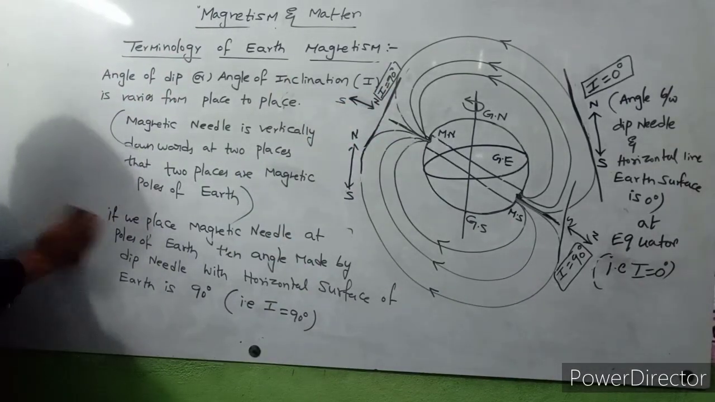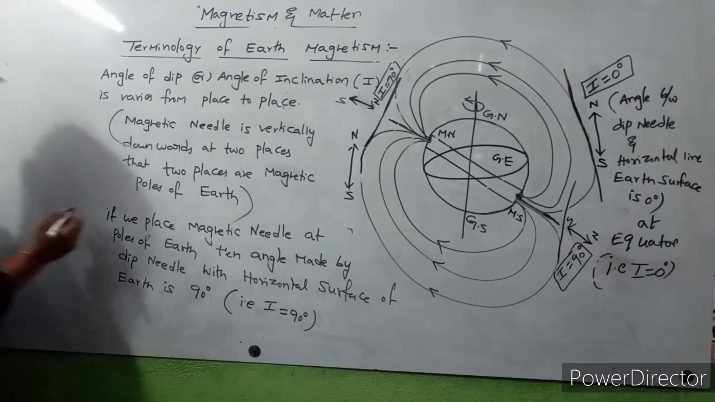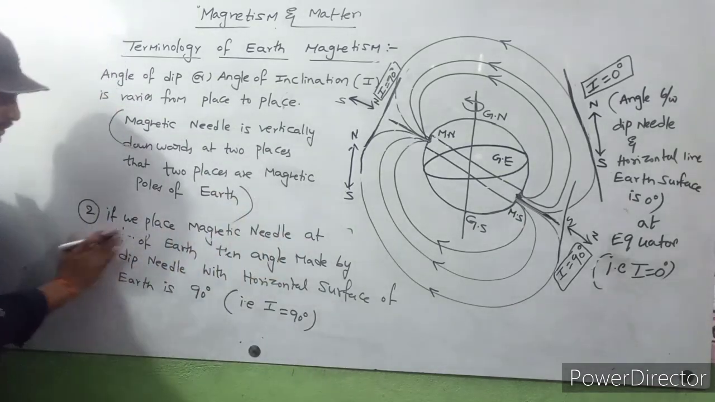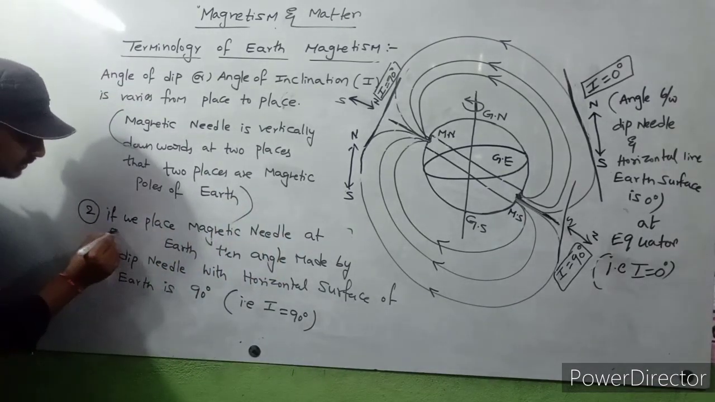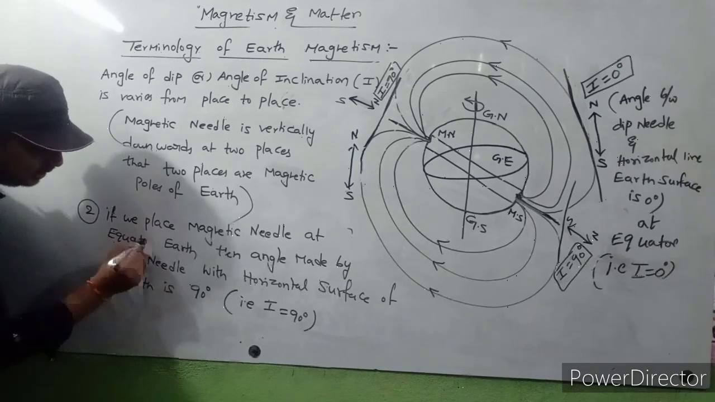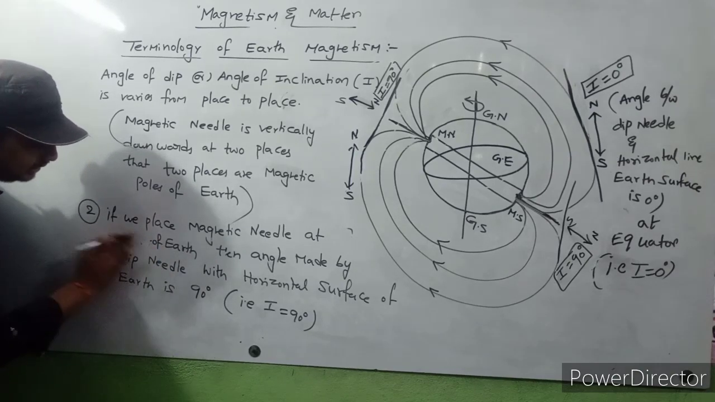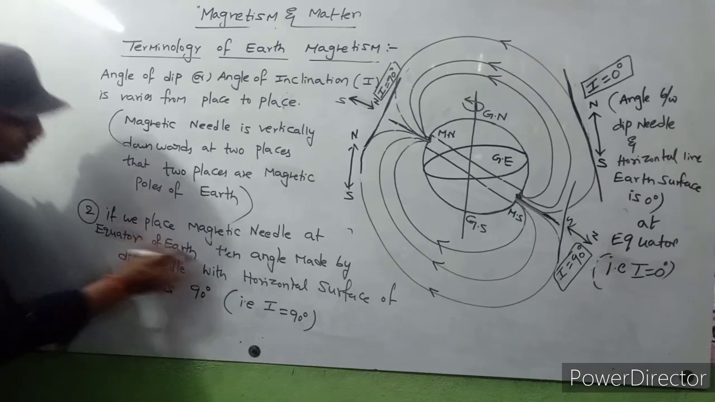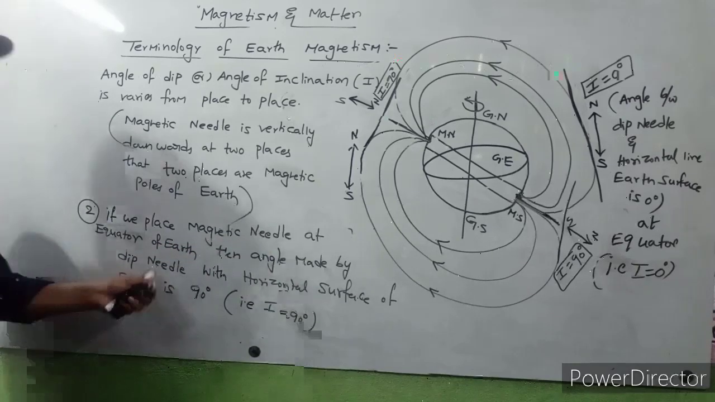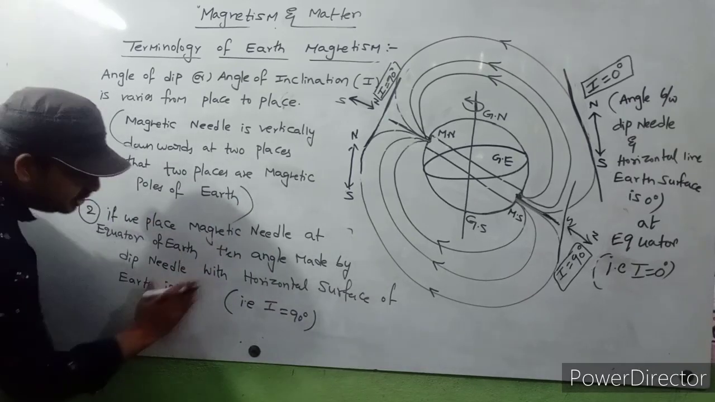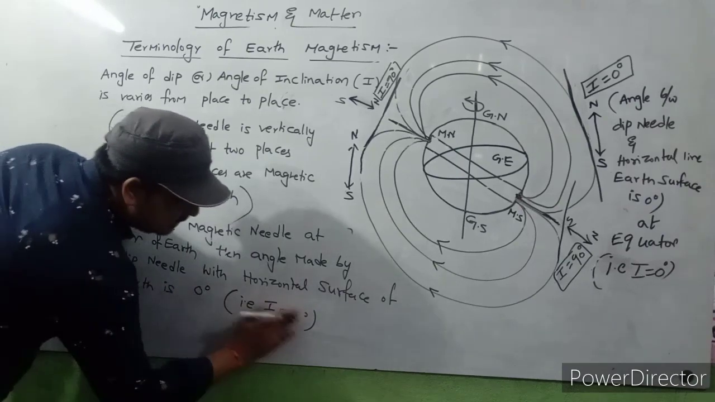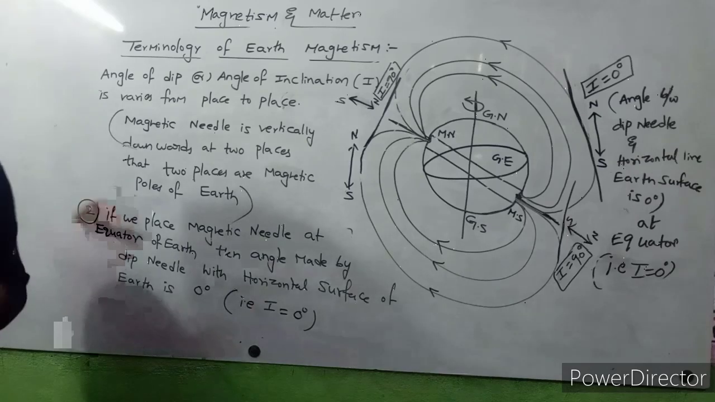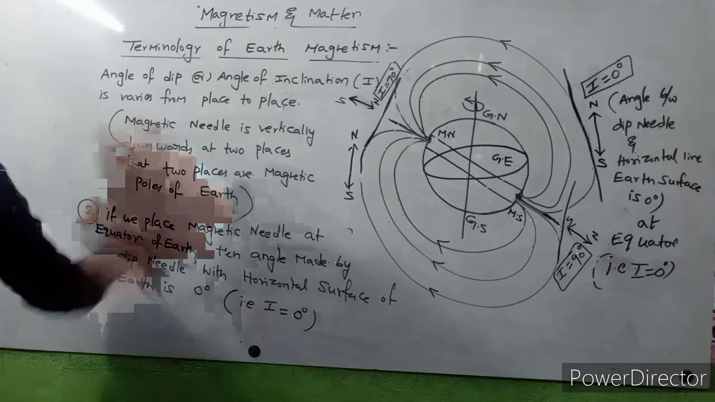This is note point 1. Now the second note point. If we place a magnetic needle at the equator of the earth, then the angle made by the dip needle with the horizontal surface of the earth is 0 degrees. That means I is equal to 0 degrees. So this is about the angle of dip or angle of inclination.